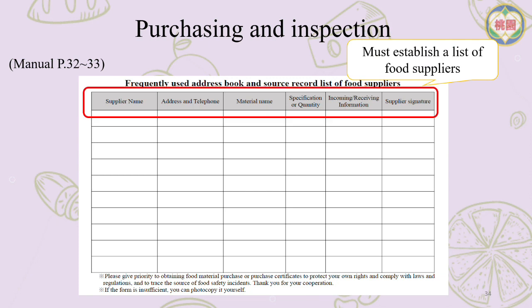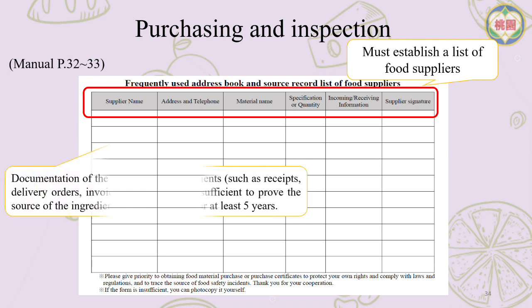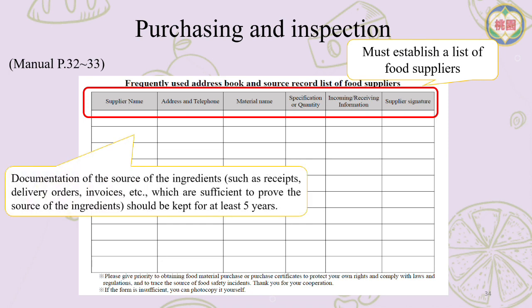For purchasing and inspection, a raw material supplier list should be established when purchasing raw materials. In addition to the supplier's name, the supplier's address, phone number, and purchase quantity must also be recorded. Documentation of the source of the ingredients, such as receipts, delivery orders, and invoices, which are sufficient to prove the source of the ingredients, should be kept for at least 5 years.